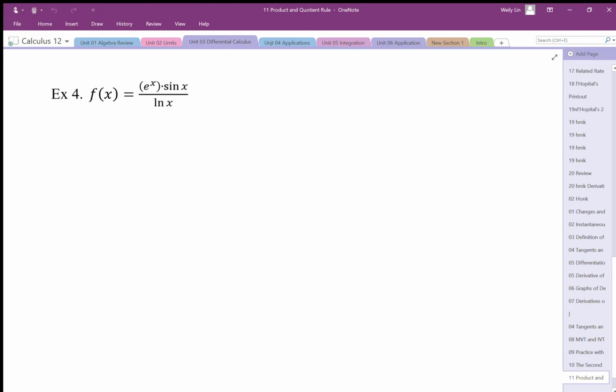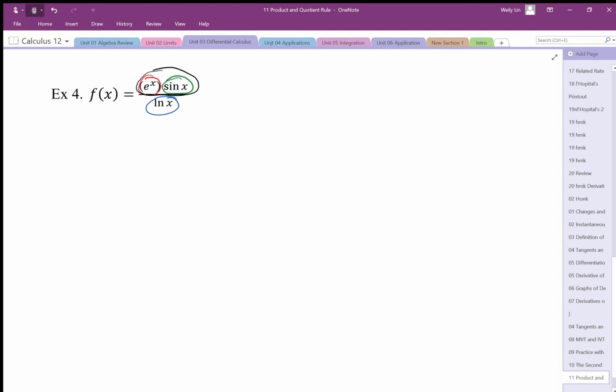So how I'm going to set this up is as a product. I have my e to the x and I have my sine x. That's my product, and that numerator will be one piece and the denominator here is going to be separate. So I'm going to do the product first, and then I'm going to apply the quotient rule on top of that. So what does that look like?